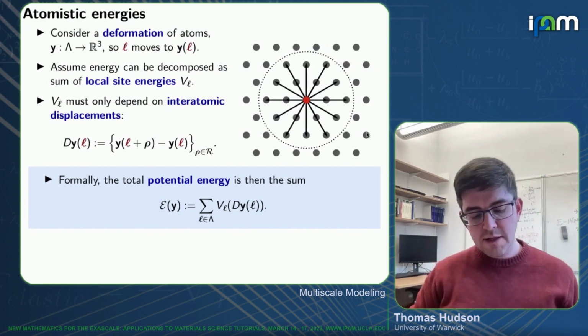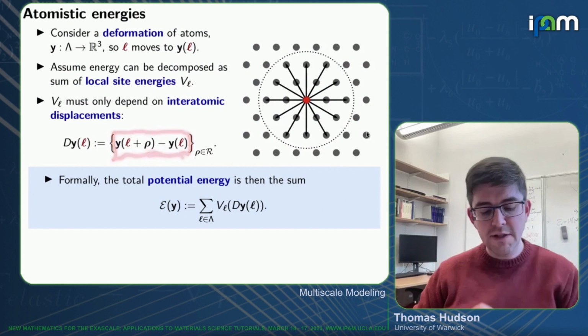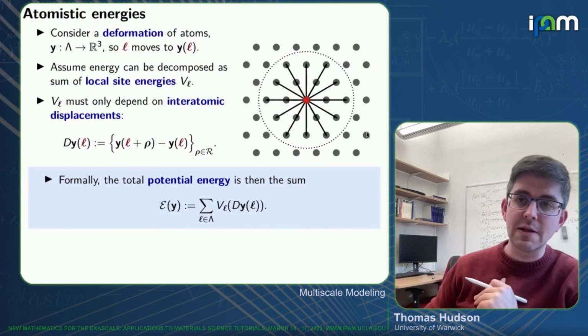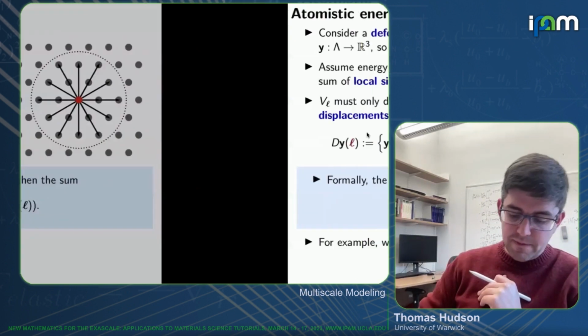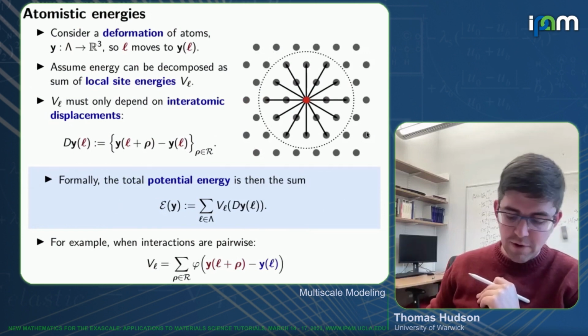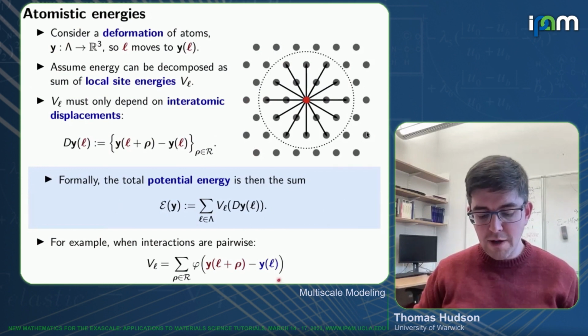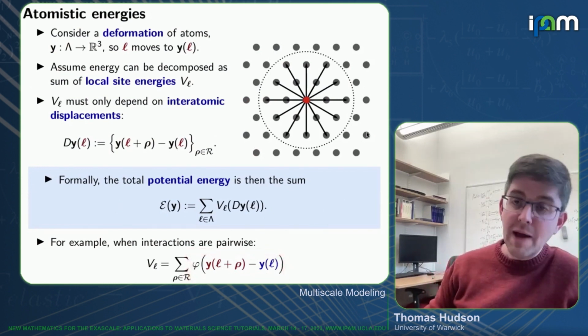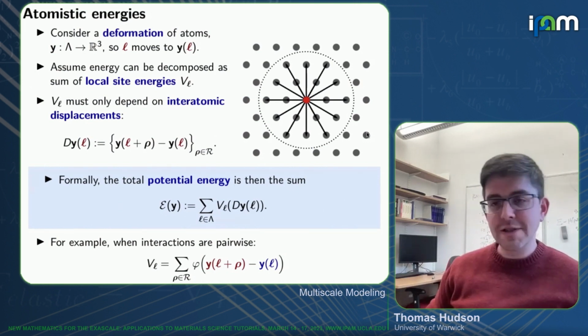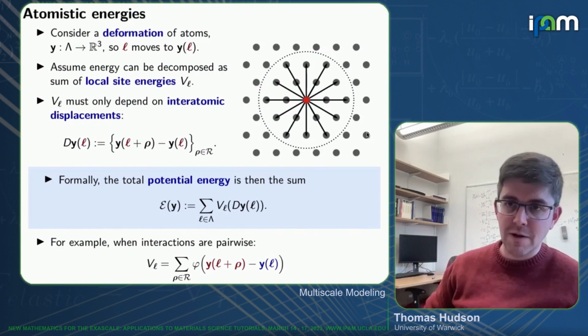And frame indifference tells us that we should have a dependence of this energy only on the relative positions, the displacements between the atoms in the structure. And so as a very simple example of how you might do this with just a pair potential, I can define a site energy by just summing over the pair potential evaluated over displacements between atoms in the local interaction radius of the point that I'm interested in.